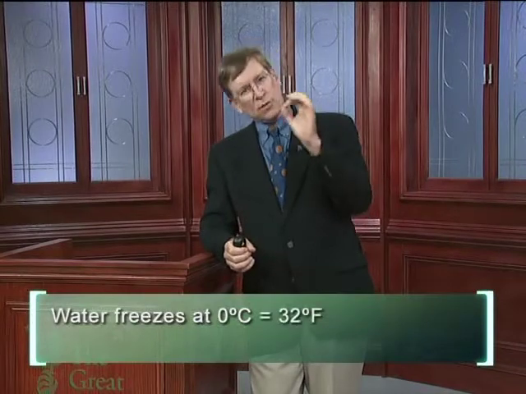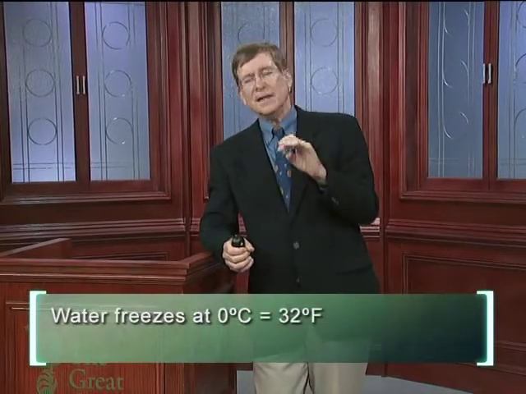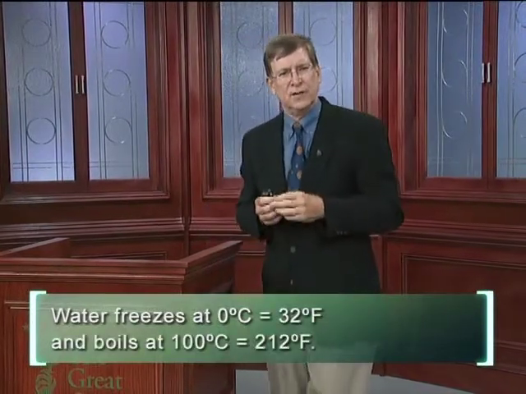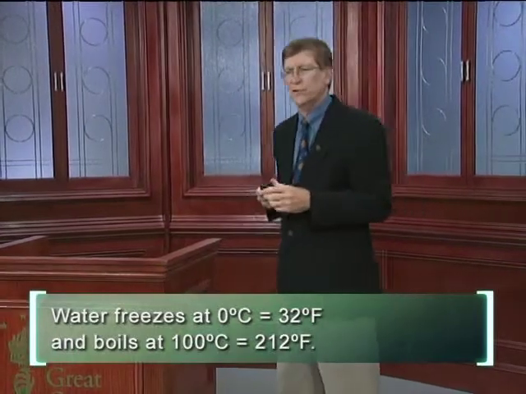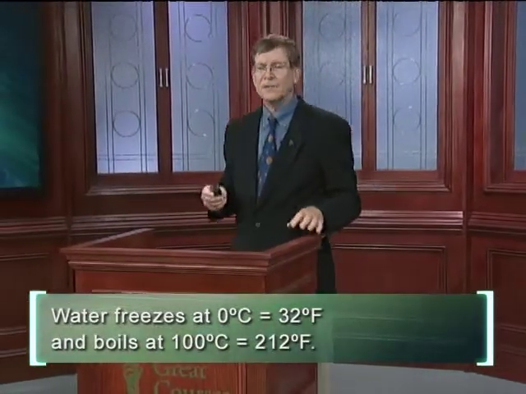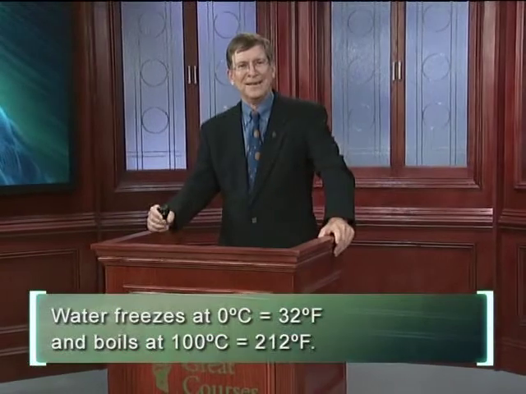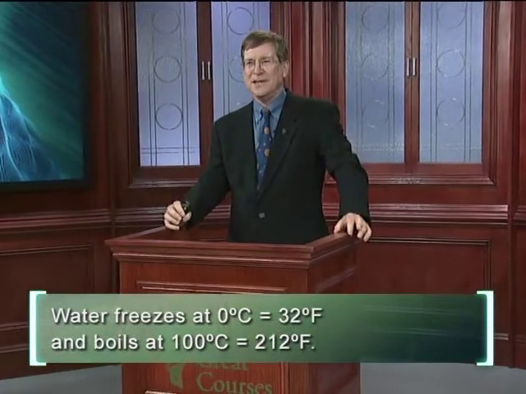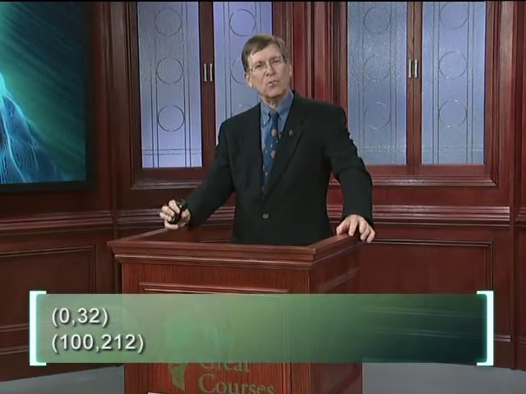To do this, we're going to use the fact that water freezes at 0 degrees centigrade, which is equivalent to 32 degrees Fahrenheit, and then it boils at 100 degrees centigrade, which is 212 degrees Fahrenheit. So let's get to work. Let's find the slope joining those two points, the points being (0, 32) and (100, 212).